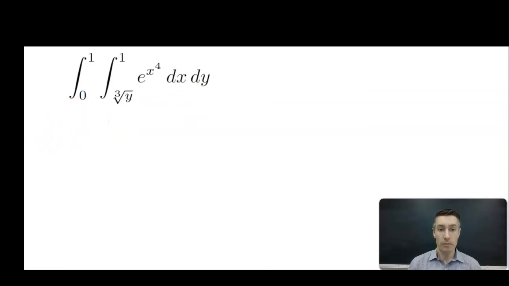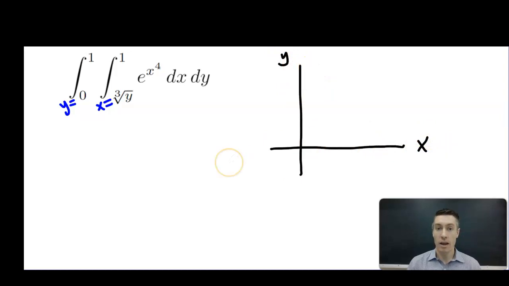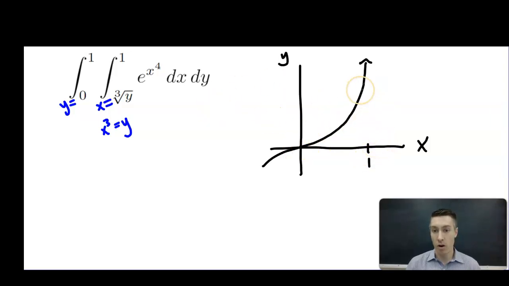Okay, so dx dy means our region is type 2, so these are x bounds, these are y bounds. We'll draw some axes, so x and y. So x goes from the cube root of y to 1. For graphing purposes, probably easier for us to think about this as y equals x cubed. So y equals x cubed. All right, we'll go that way. And then to 1. So we'll call that 1.